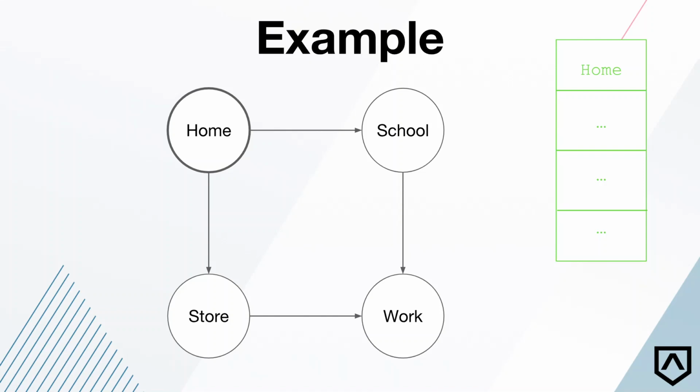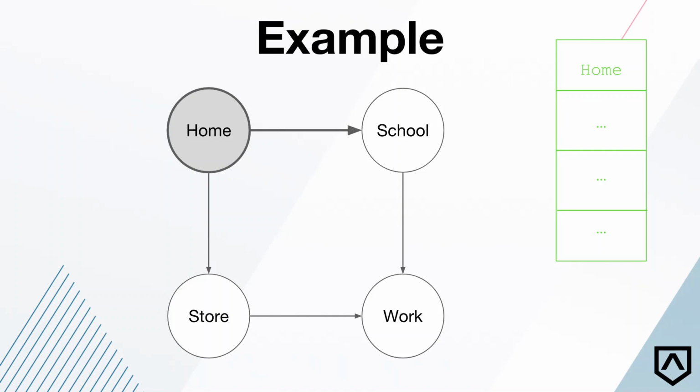I'm going to kind of color them in as we explore them. There's a white, gray, black coloring scheme that's pretty commonly used. So right now we haven't explored anything, so all the nodes are white to indicate that. So we put home onto our queue. I'm going to mark it as gray right now because we've scheduled it. We're in the process of exploring it, but we have not finished exploring it yet. Okay.